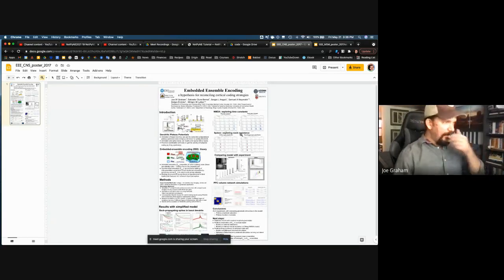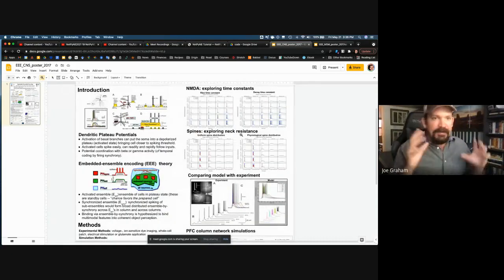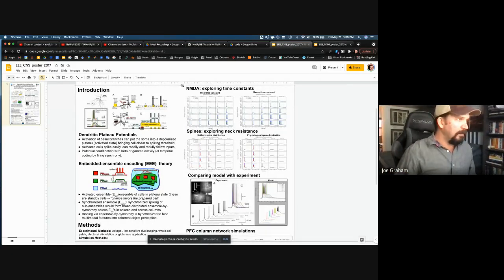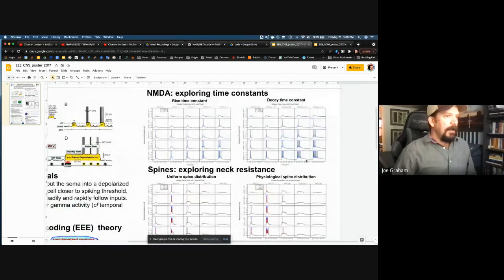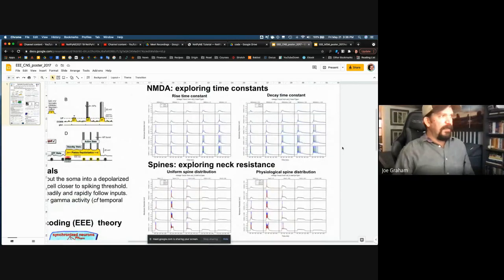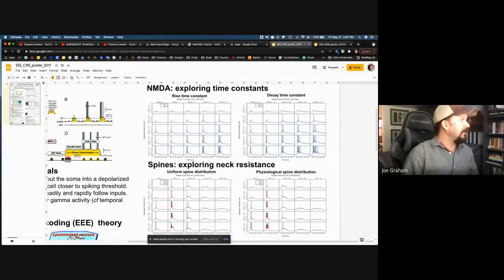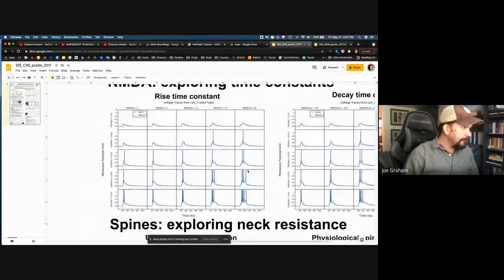Okay. And then once we've got a model that's validated, and we like it for what we want it to do, then we want to explore it. Two things we explored. NMDA receptors are what accept the glutamate neurotransmitter. So if we play around with the time constants of that receptor, we can explore the model. Let's zoom in even more here.